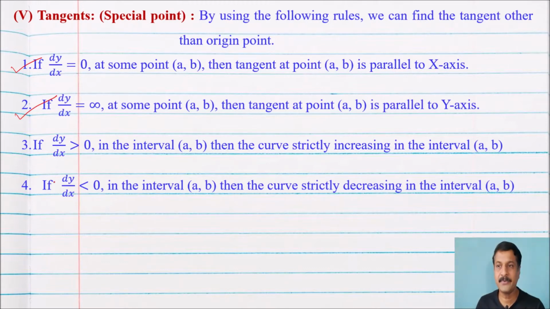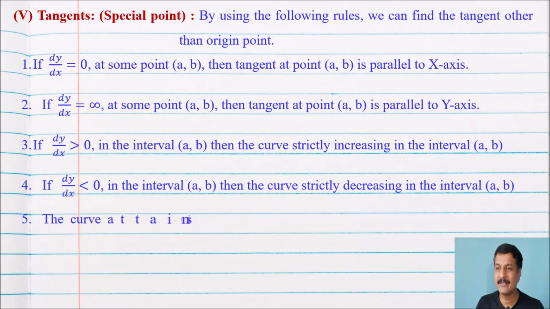Additionally, if you want, you can check that if dy by dx is greater than 0 in an interval (a, b), then the curve is strictly increasing in that interval, and if dy by dx is less than 0 in the interval (a, b), then the curve is strictly decreasing in that interval. So remember these two also. But the important points are the first two: dy by dx equal to 0 at some point (a, b) means the tangent at that point is parallel to the x-axis, and if dy by dx equal to infinity at some point (a, b), then the tangent at that point is parallel to the y-axis.